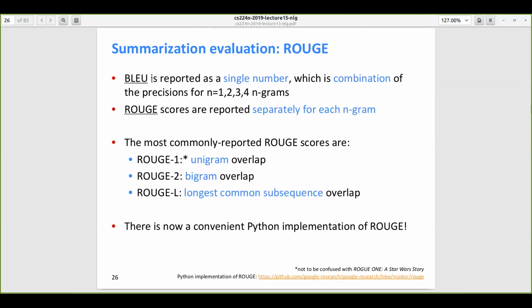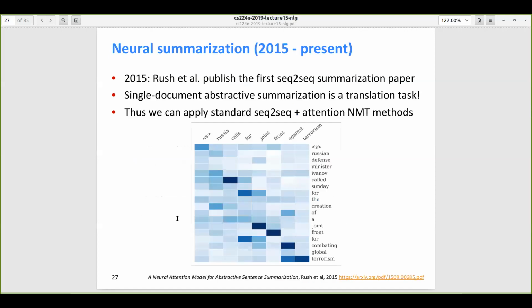Another difference between BLEU and ROUGE is that BLEU is reported as a single number: whatever n-grams you're considering, it combines them all together and outputs a single number, whereas ROUGE reports separate scores for separate n-grams. So ROUGE-1 gives a score for unigram overlap. Similarly, ROUGE-2 is bigram. And it also has something called longest common subsequence overlap. So here is an example of a summarization. What we have here on the right is a much bigger text.